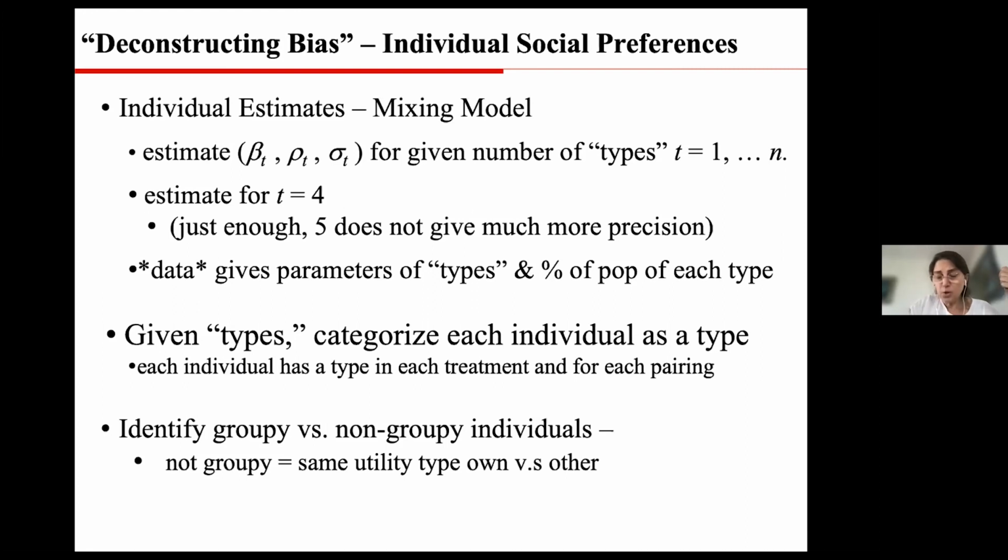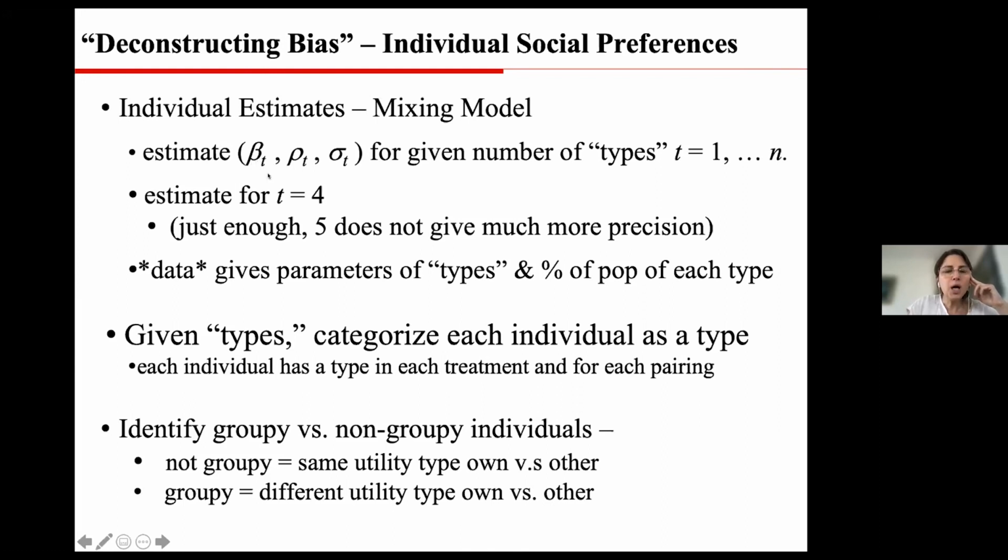Okay, but a groupie person is somebody who switched. So a groupie person, for example, for somebody in their group would have had beta positive, rho negative, and sigma negative. So they were inequality averse for somebody in their group, right? But when it was somebody outside of their group, we had beta positive, rho 0, and sigma 0. They just grabbed all the money for themselves.